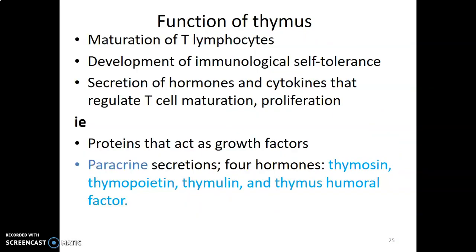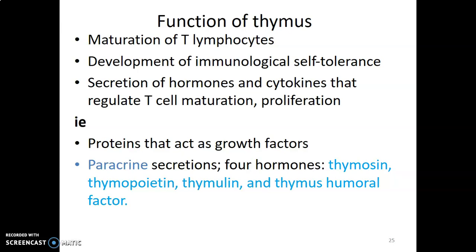What are the functions of the thymus? The main function is to help with maturation of the T lymphocytes. They also help to develop immunological self-tolerance, where you're able to tolerate self, so that the body does not start acting on its own cells. Then the thymus also has the epithelial nurse cells that produce paracrine secretions. The hormones and cytokines from the epithelial nurse cells are paracrine secretions that regulate T cell maturation and proliferation. These secretions include thymulin, thymopoietin, and thymosin, as well as thymic humoral factor.